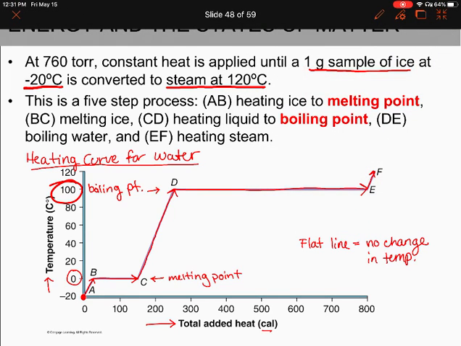So what I'll do is add a couple of labels here. Down at the bottom, we start with a solid, and then as it's in its melting point from B to C, we have solid plus liquid. And then after the melting point, we just have liquid. And then during the boiling process, we have liquid and steam or gas. And then after everything is boiled, we just have gas.